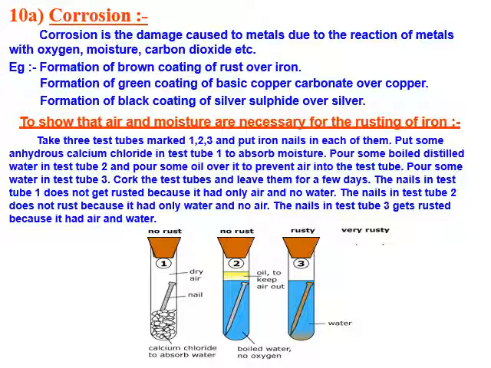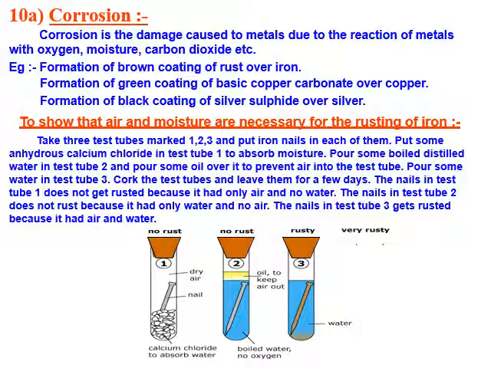To show that air and moisture are necessary for rusting of iron, we can do one activity. Take 3 test tubes, mark them 1, 2, 3 and put iron nails in each of them. Now put some anhydrous calcium chloride in test tube 1 to absorb moisture. Pour some boiled distilled water in test tube 2 and pour some oil over it to prevent air from entering the test tube, and pour water in test tube 3. Now cork the test tubes and leave them for a few days.